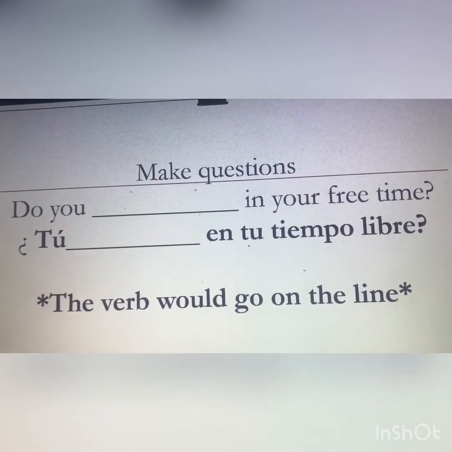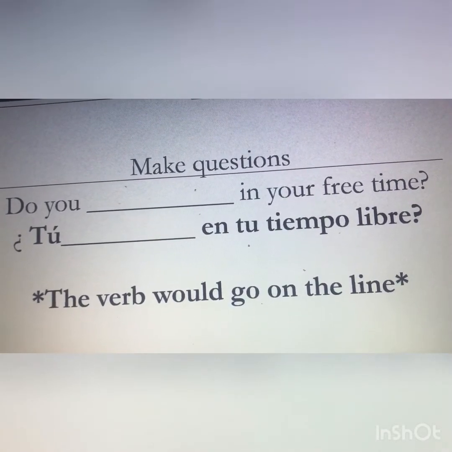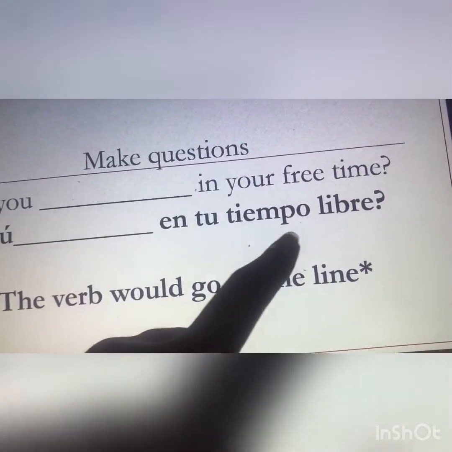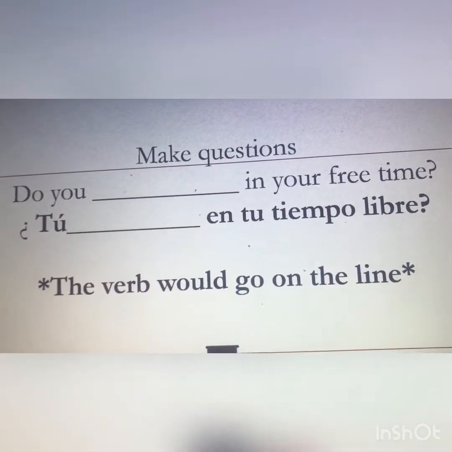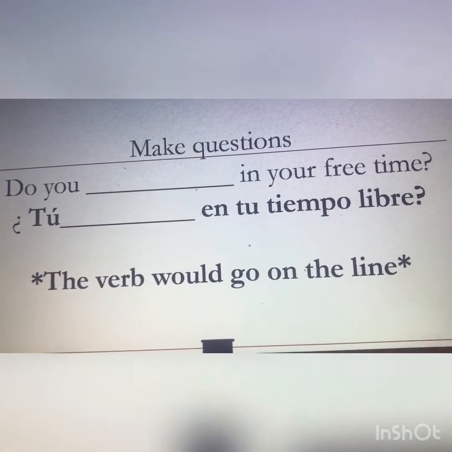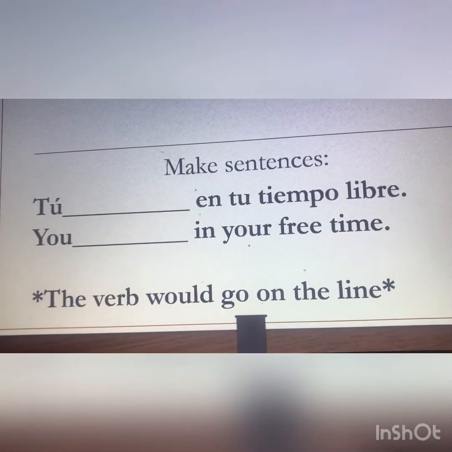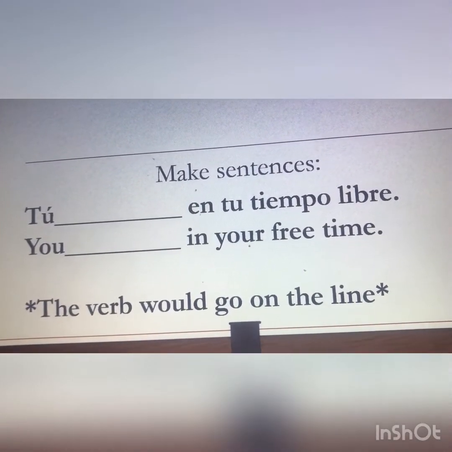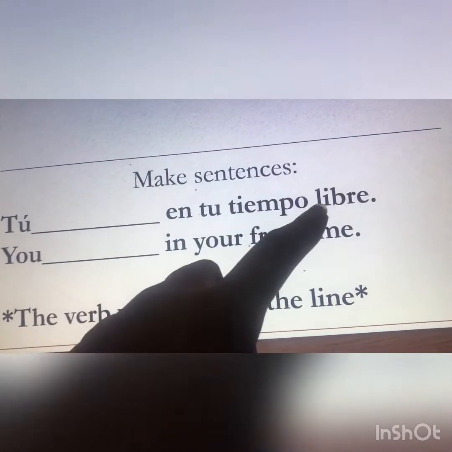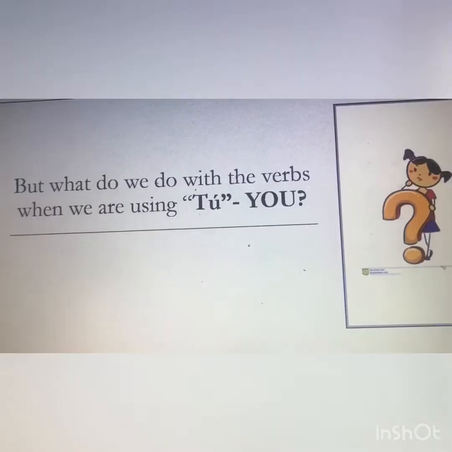So we could ask persons, do you sing in your free time? Do you dance in your free time? So the question would be, tú ___ en tu tiempo libre? Meaning, do you, whatever the verb is, in your free time. So the verb would go on the line. We can also use it to make sentences. So we can state to somebody, you dance in your free time. So we could say, tú ___ en tu tiempo libre. Again, the verb would go on the line.